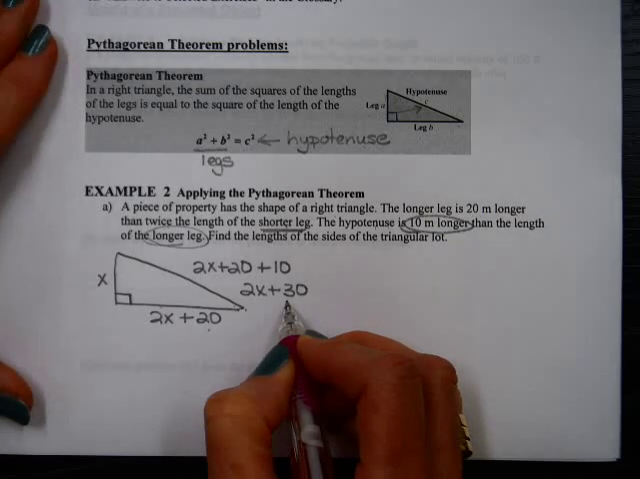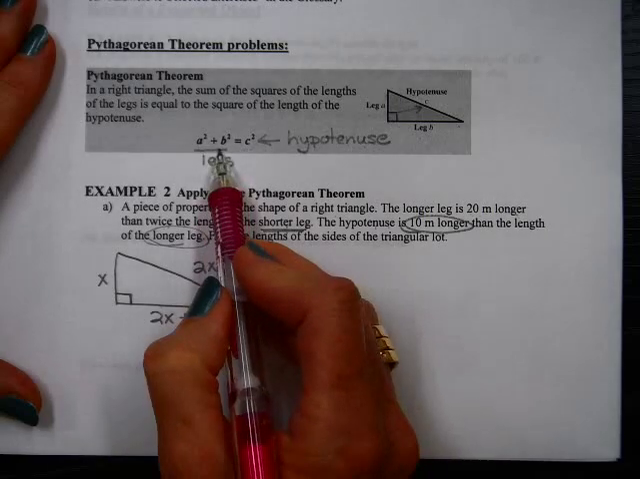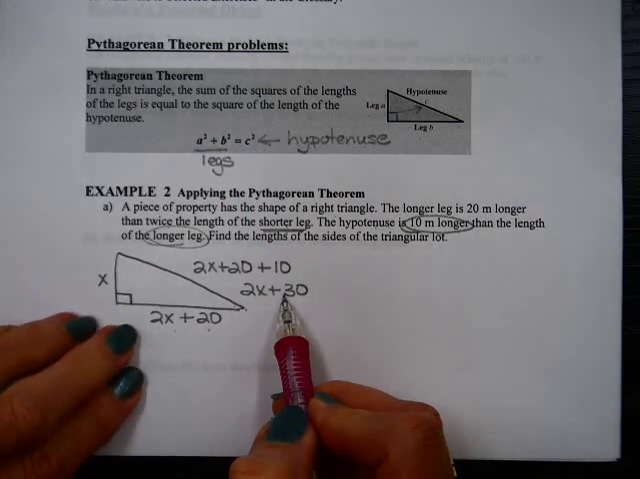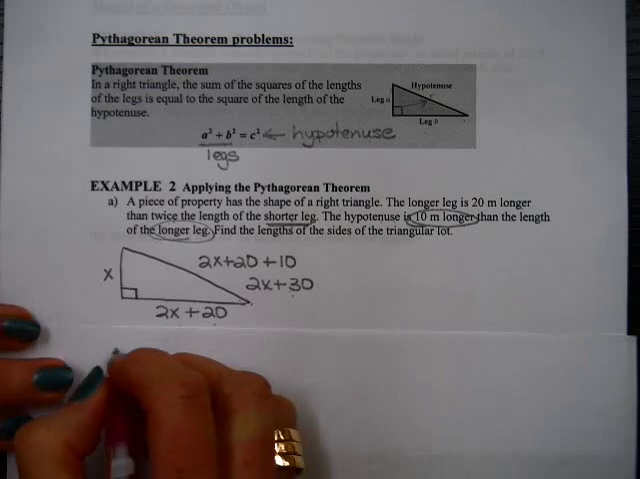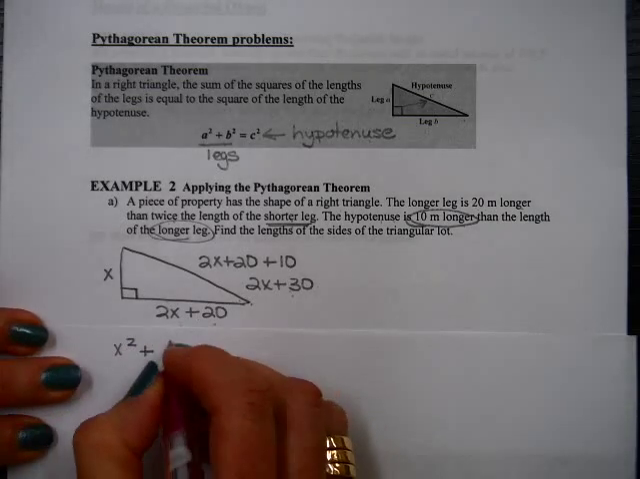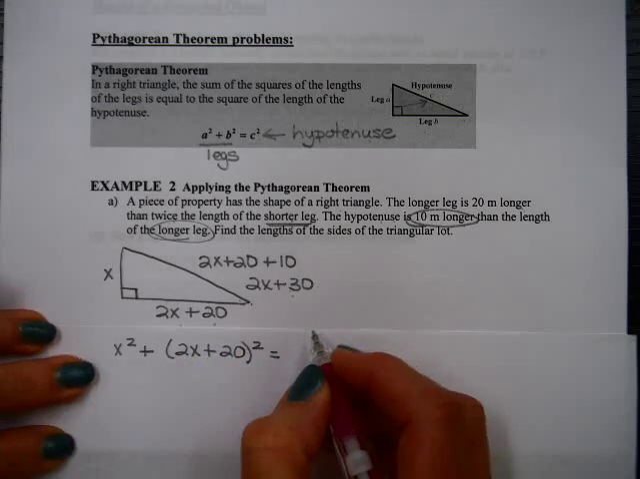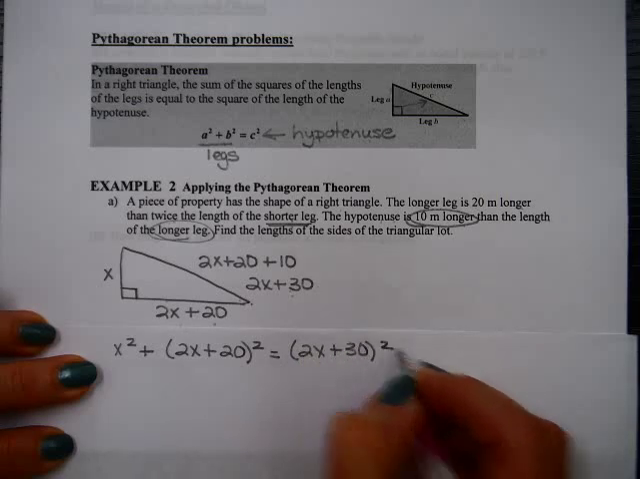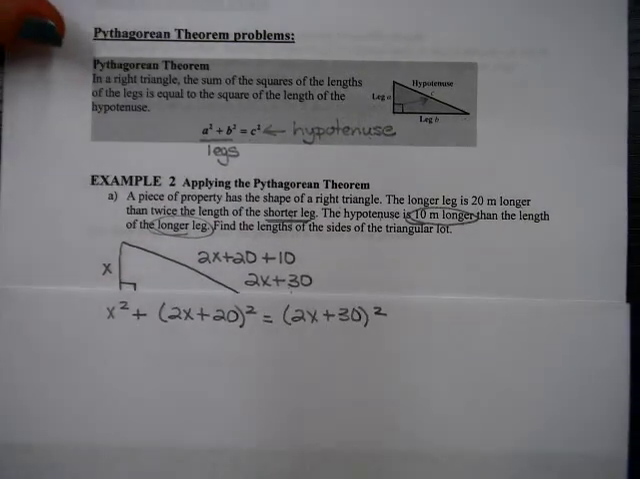This is a right triangle. In order to find the lengths of the sides of the right triangle, you're going to use your Pythagorean theorem. a squared plus b squared is equal to c squared. So here's what we're going to do. Set up your equation. x squared plus (2x plus 20) squared is going to equal (2x plus 30) squared. All right, now we've got to solve our problem. That's our equation, so let's see if we can solve the problem.